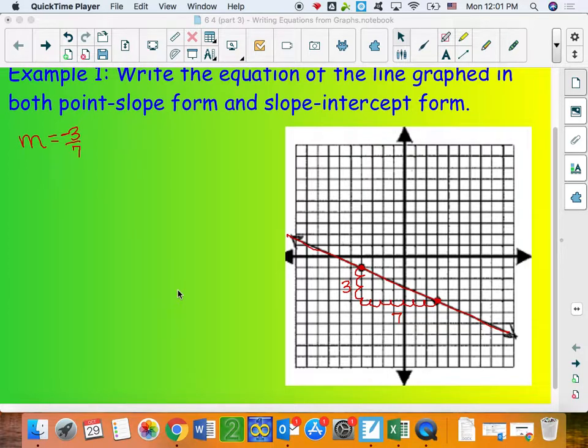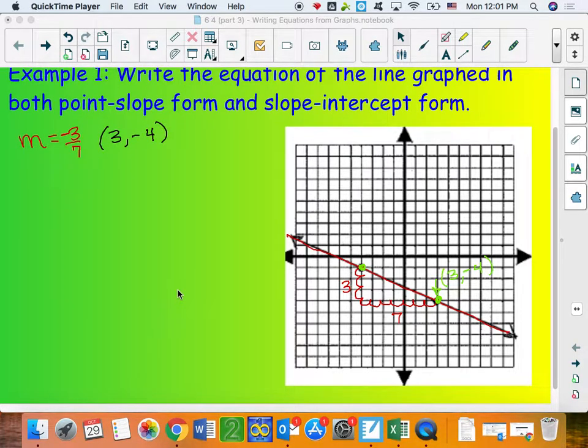Then the second thing I'm going to need is a point, and I do have a point. I have 2. You could use either one. I'm going to go ahead and use this one right here. And the coordinates of that point, I do my x value first, is 3, comma, negative 4. And so I'm going to use the point 3, comma, negative 4.